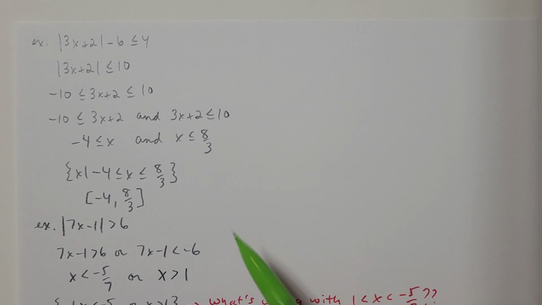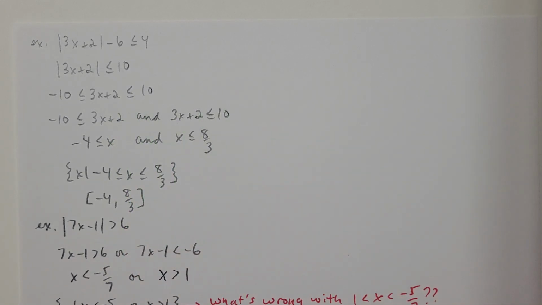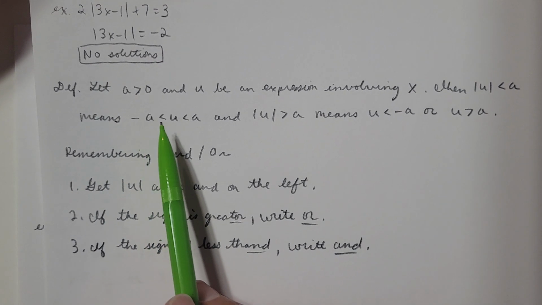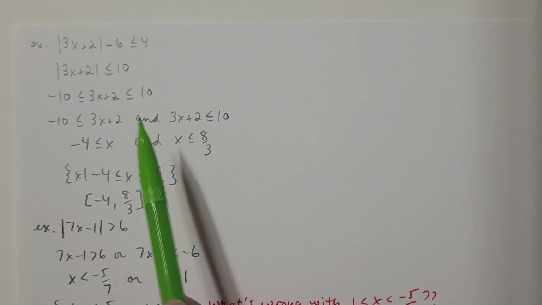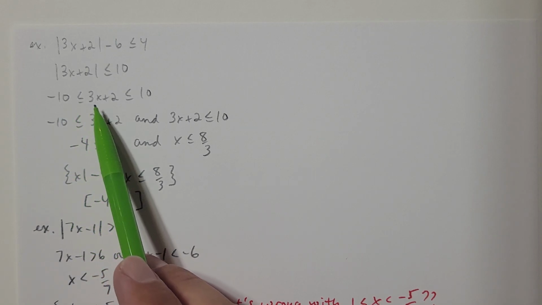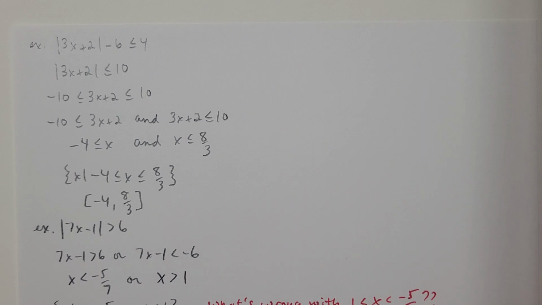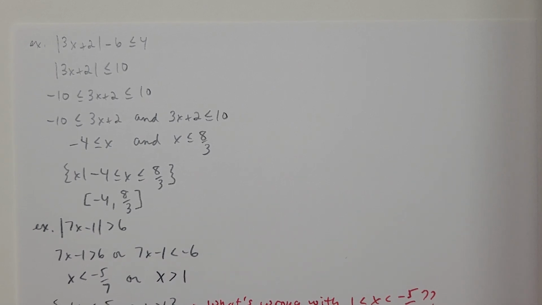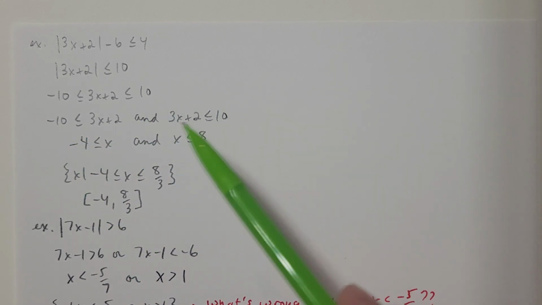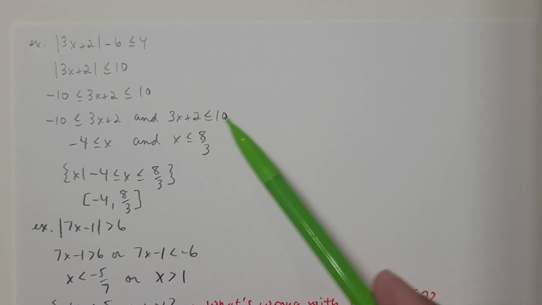Now the word and is going to come from a compound inequality. So I'm going to go ahead and lose the absolute value bars. I have negative A less than U less than A. So U is 3x plus 2, A is 10. So negative 10 would be less than or equal to 3x plus 2, and that's less than or equal to 10. Lose the absolute value bars. Okay, so we did that. Now the next thing is we can split the inequality, and we have to write the word and. So negative 10 is less than or equal to 3x plus 2, and 3x plus 2 is less than or equal to 10.